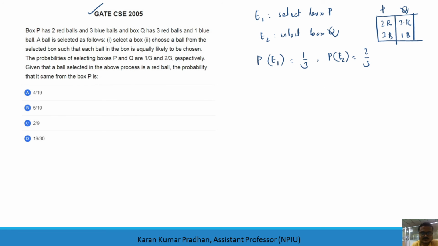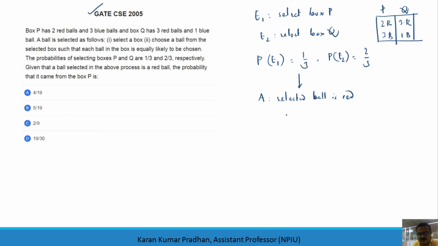Now choose a ball from the selected box such that each ball in the box is equally likely to be chosen. So here you will get the conditional probabilities, or the new information. Given that a ball selected in the above process is a red ball, this will get you to the conditional probabilities.